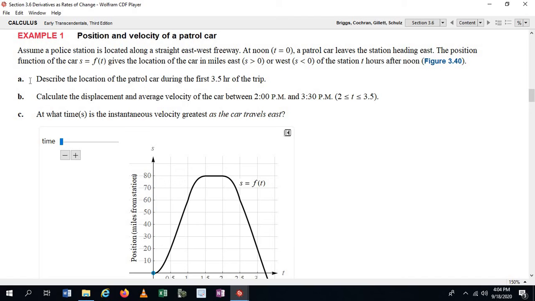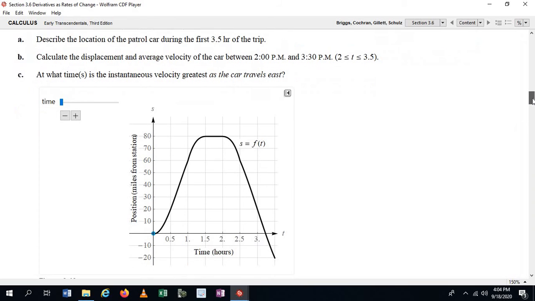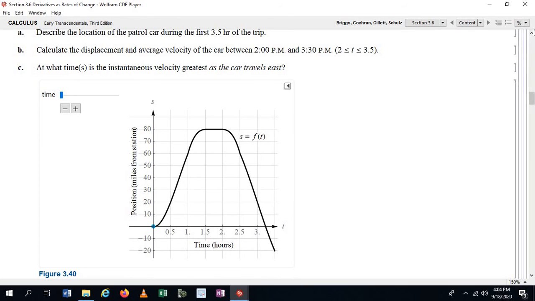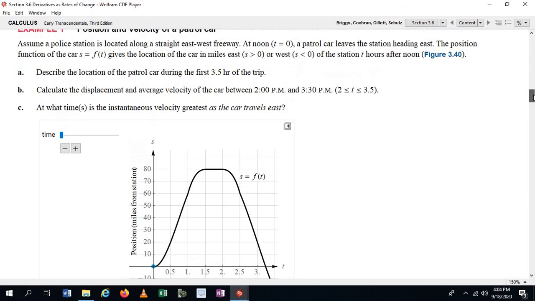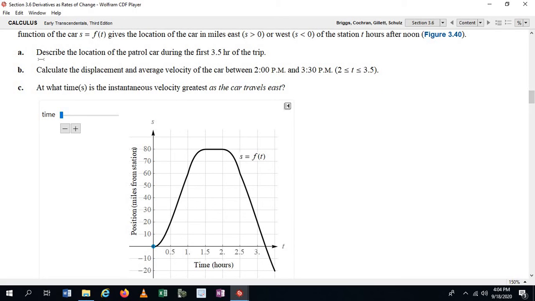Okay, and so for part A, we're supposed to describe the location of the patrol car during the first 3.5 hours of the trip. Okay, so this is the graph of the position function. You can see down here, this is the time axis, and this is the position of the object, the patrol car. And so the first part here, part A, we're supposed to describe the location of the patrol car during the first 3.5 hours of the trip.